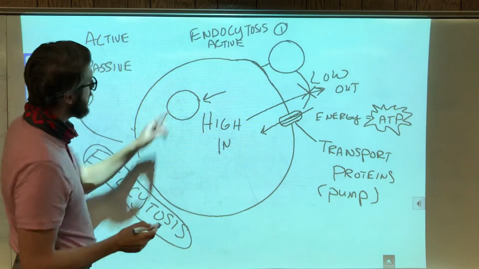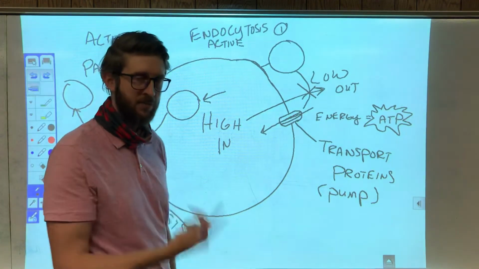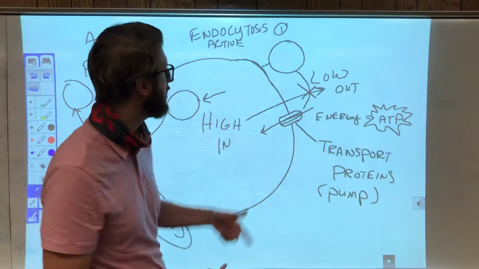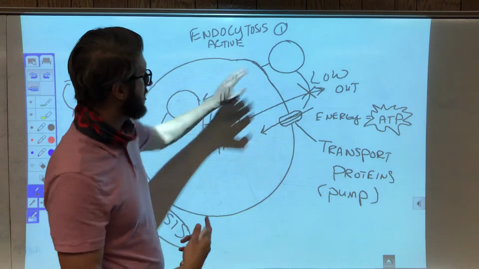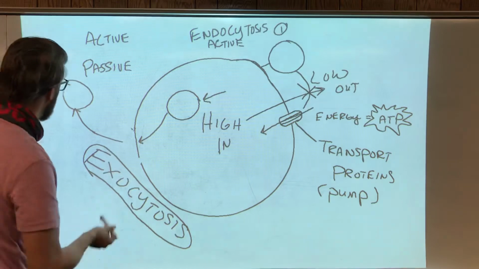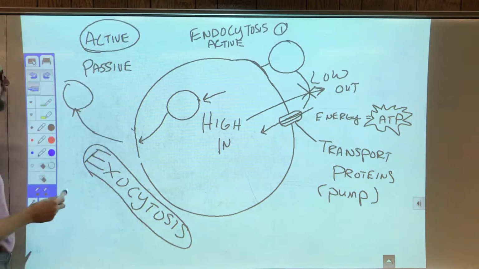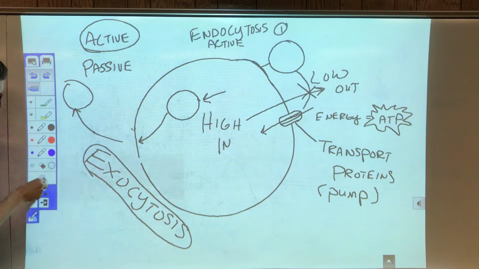So, endocytosis and exocytosis are the two other kinds of active transport that require energy that I wanted to show you, and it's because they're too big to go through the transport protein. All right, so that was active transport. So now let's talk about passive transport.